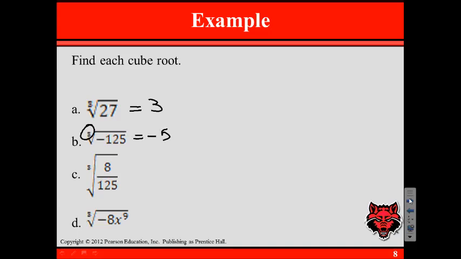In part C, we evaluate the numerator and denominator simultaneously. The cube root of 8, 2 to the third power is 8, so the cube root of 8 is 2. The cube root of 125, we just found that, is 5. So the cube root of 8 over 125 is 2/5.